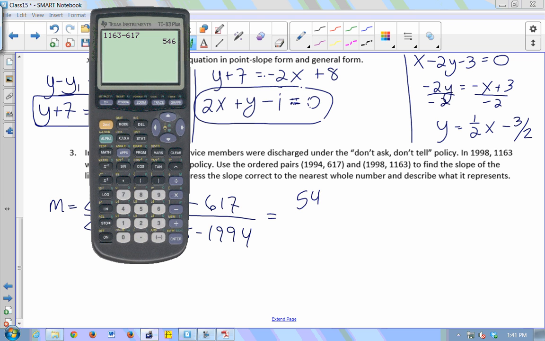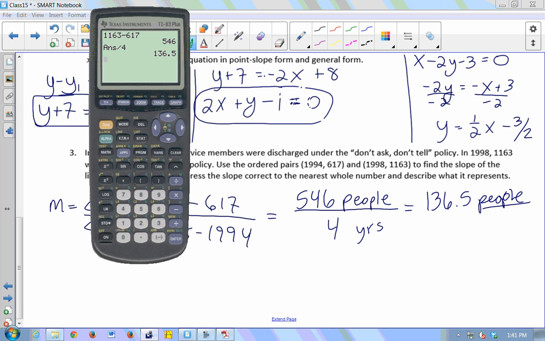And what are the units on that 546? People. And then 1998 minus 1994 is 4. And what are my units on that? Years. Okay, so I divide 546 divided by 4, and that gives me 136.5 people per year.